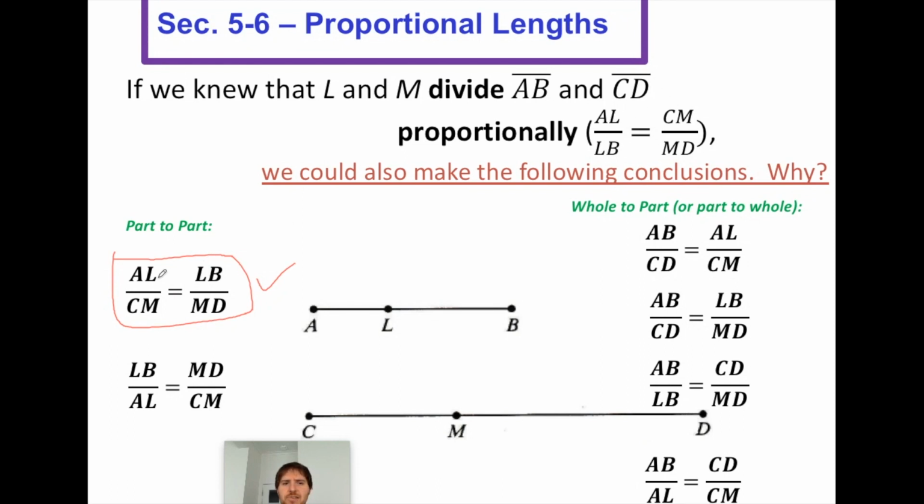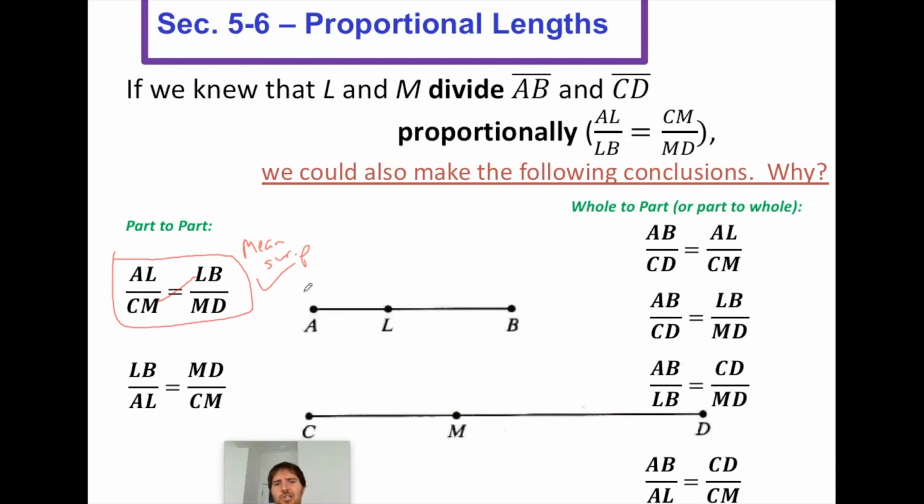Look at this. AL is still in the numerator, MD is in the denominator. My extremes haven't changed, but what has changed? Look at this: the means switch places. This is CM up here, and that's LB down here. So through a mean swap, that proves that if I divide proportionally, this smaller part to this smaller part is in the same ratio as the larger part to the larger segment. That's another conclusion you can make if it divides proportionally. Let's check out a few more here.